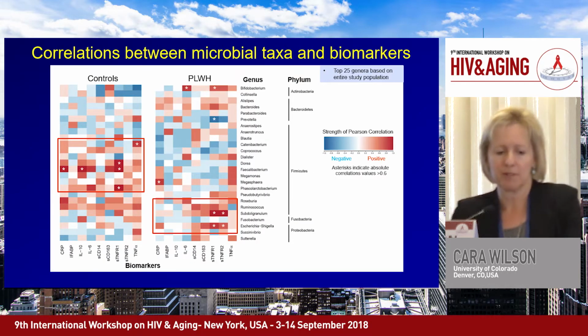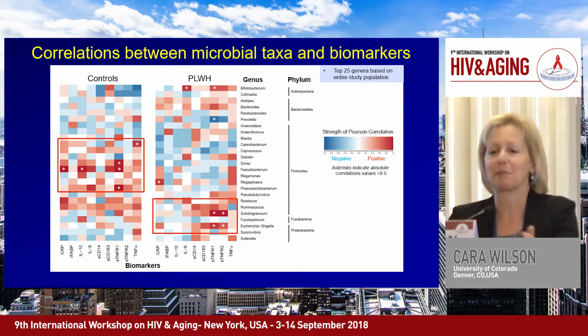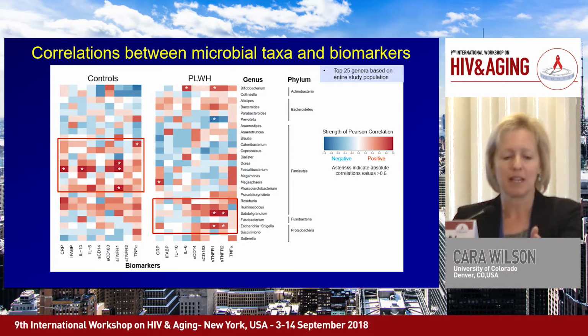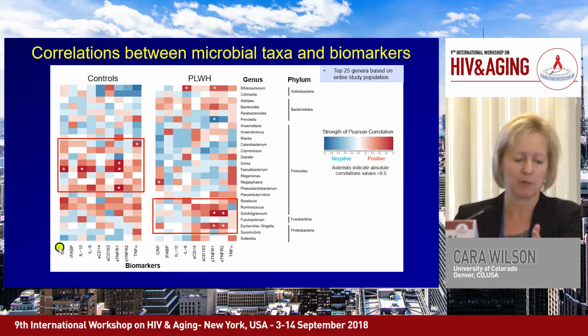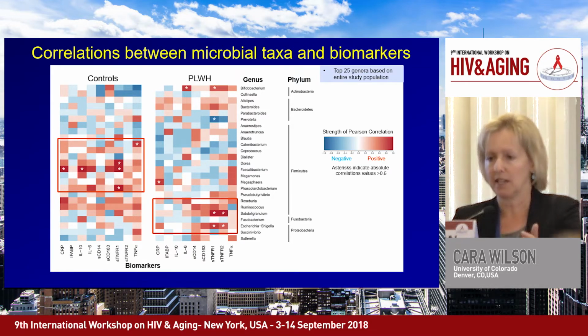And what I'm showing you here is our attempt to start to look at associations between inflammation markers and the microbiome. So on the right-hand side here, these are all the genera, the bacterial top 25 genera. And if you look along the bottom, you can see we have all the inflammatory markers. And this is a heat map. So red means positive correlation, blue means negative correlation. The asterisks indicate significance.